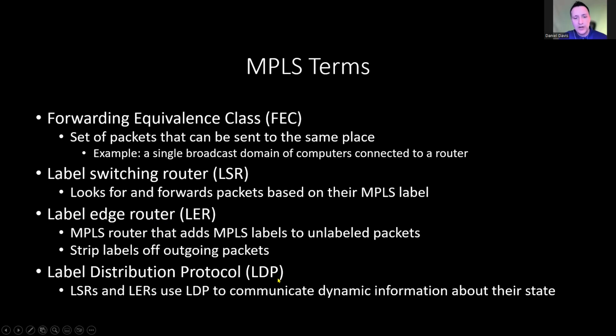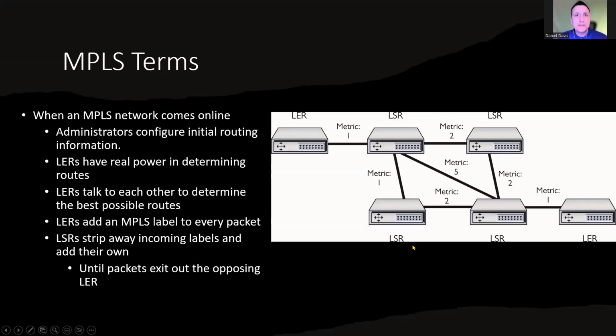The last term we're going to talk about is LDP, Label Distribution Protocol. LSRs and LERs use LDP to communicate dynamic information about their state. So again, this is basically just the protocol that these routers use to communicate and update each other about what their current status is. This is an image that might help you picture what's going on.